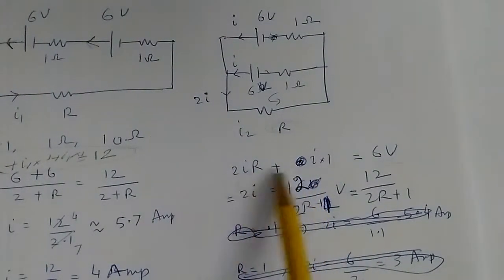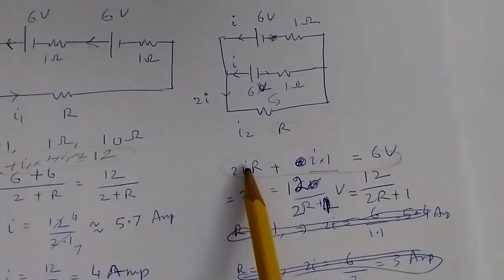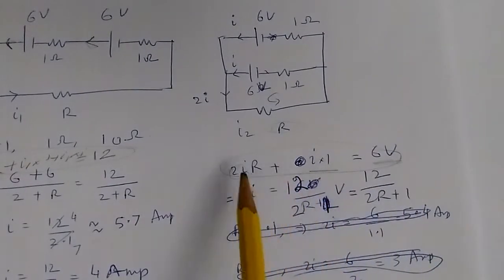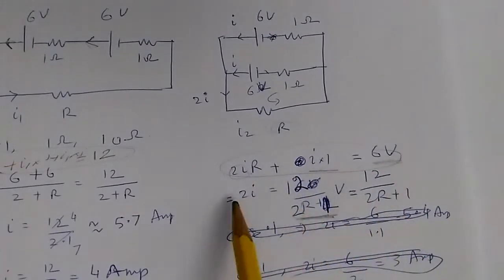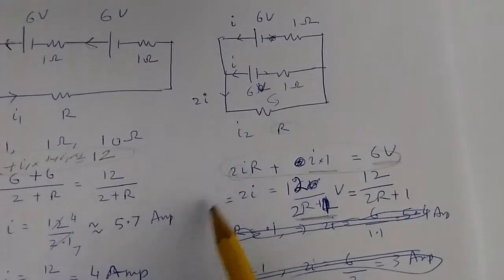To solve this for 2I, we multiply this whole equation by 2. So we have 2I into 2R here plus 2I, and the 6 becomes 12. So the whole equation becomes 2I equal to 12 divided by 2R plus 1. And this we call I2.